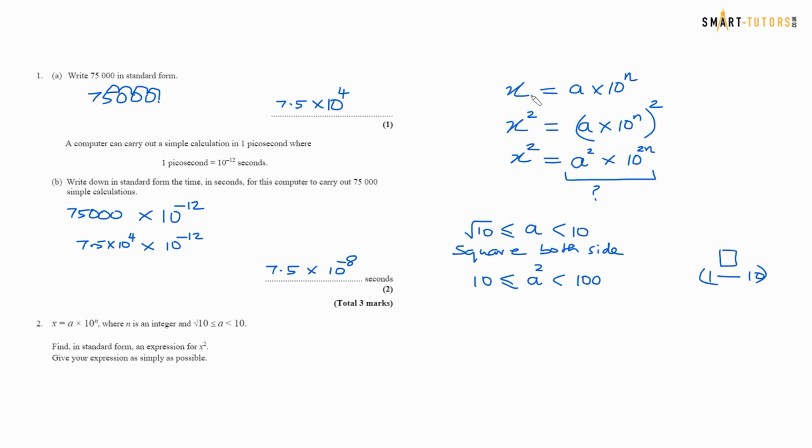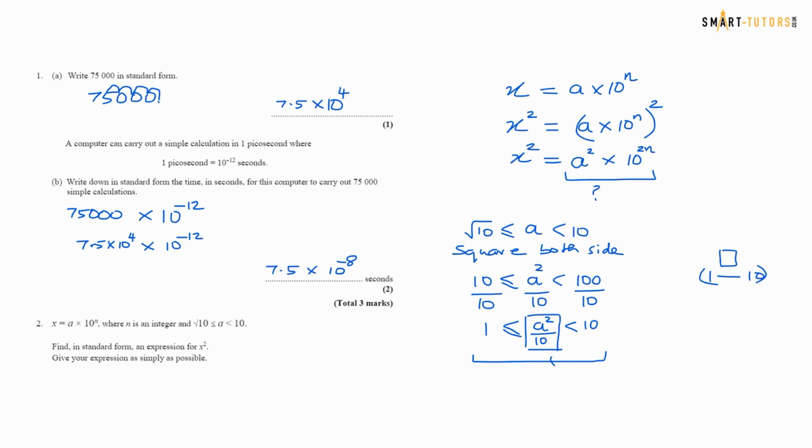So I'm going to divide by 10 everywhere. So 10 divided by 10 is 1, then a squared over 10, less than 10. Now I have proved a squared over 10 is between 1 and 10. So a squared over 10 is in standard form.